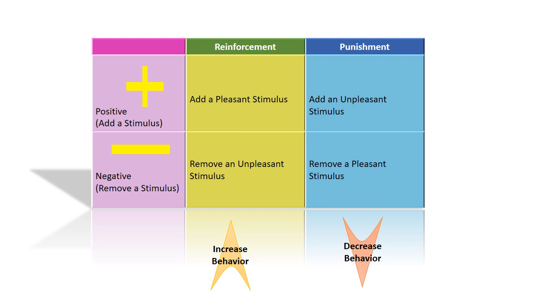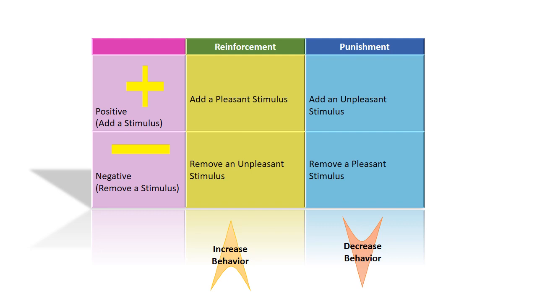However, when we talk about punishment, punishment is always used to decrease the behavior. In positive punishment, we usually add an unpleasant stimulus in order to decrease a behavior. However, in negative punishment, we remove a pleasant stimulus that is desirable to the individual, in order to decrease the undesirable behavior.